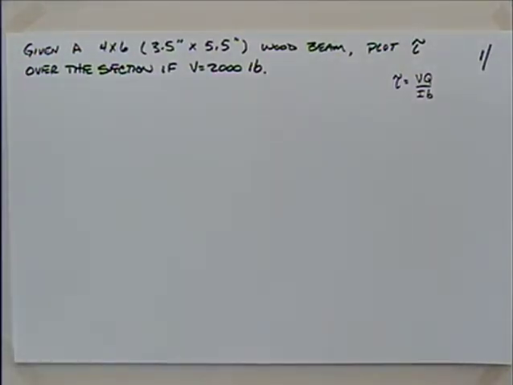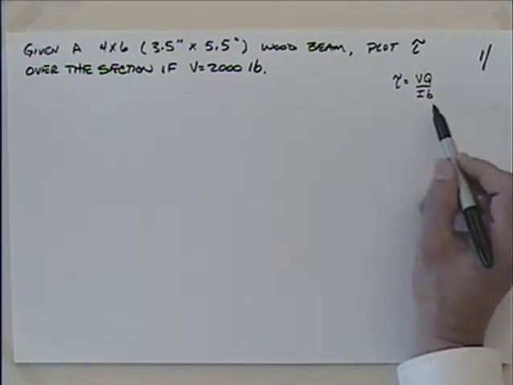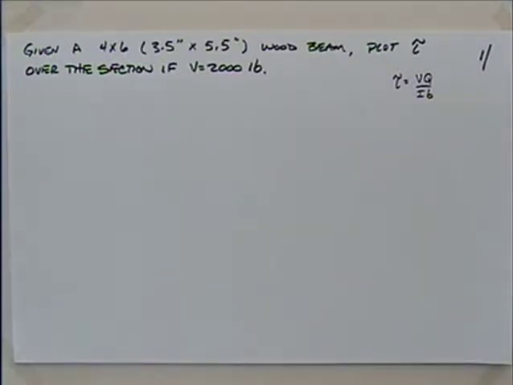V was the shear from the shear diagram. Q was the only tricky thing. That was the first area moment, so the integral of y dA, which really amounted to the area above where we're trying to find the shear times the distance from the neutral axis to the centroid of said area. I was, of course, the second area moment, or the area moment of inertia, and B was the width of the beam. The beam had to have parallel sides.